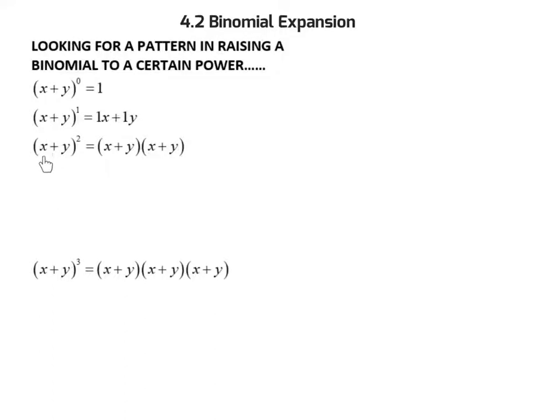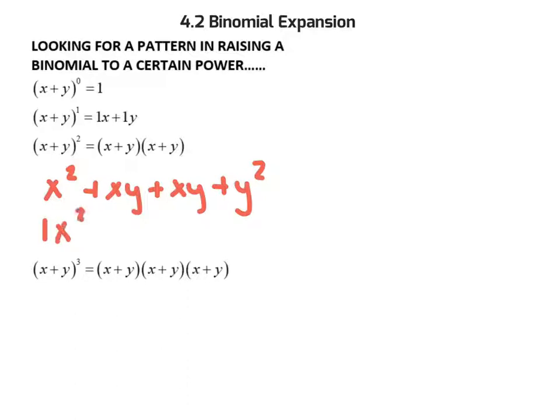If I do this guy here, let's do the math of this. x times x is x squared, x times y, another x times y, and another y times y. And what we get is 1x squared plus 2xy plus 1y squared. Whew! Just that was a lot of work.